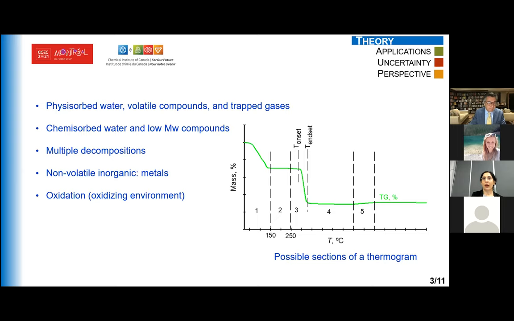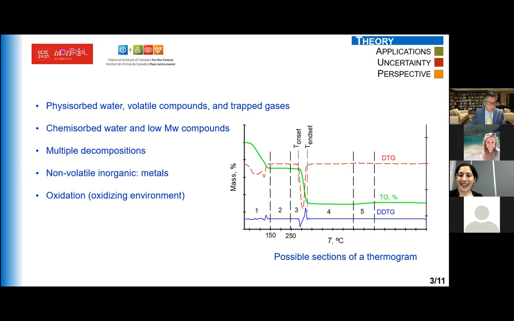And if you're working in an oxidative environment, you might also see a gain of mass that can be related to oxidation of your sample. To better analyze a thermogram, it's possible to plot the first derivative of the thermogram to give you a better idea of where the slope changes and when the decomposition starts or ends. And the second derivative can give you a precise location of the start and end of the analysis you're running.